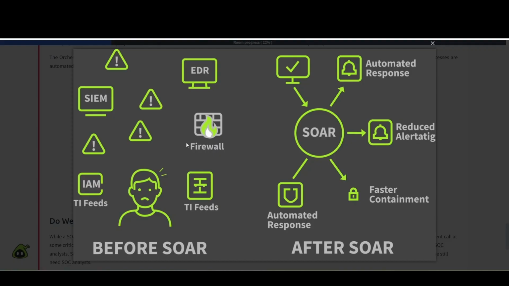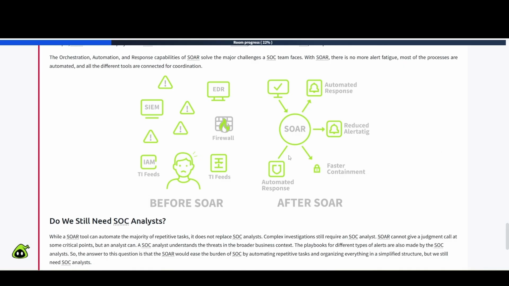So there's another infographic here. So we have before and after. Before, you got stuff all over the place, right? SIEM, IAM, threat intelligence feeds, firewall, EDR, and you can see that the analyst is stressed out. And over here after SOAR, right, you got everything: automated response, reduced alerting, alert triage, faster containment, automated response.